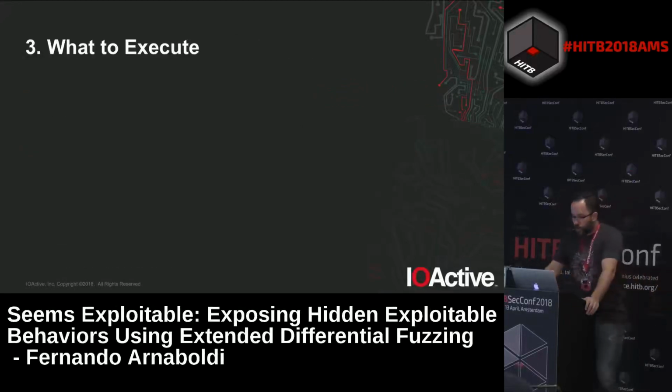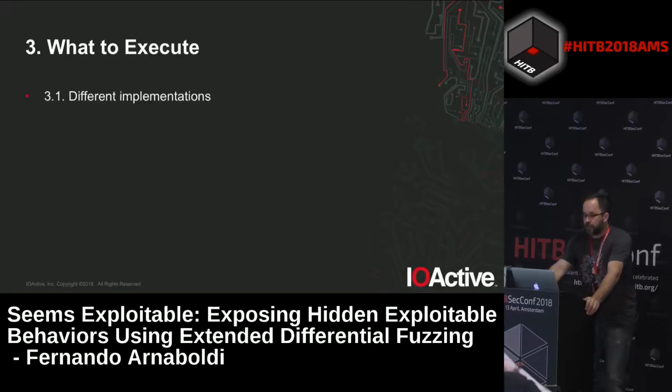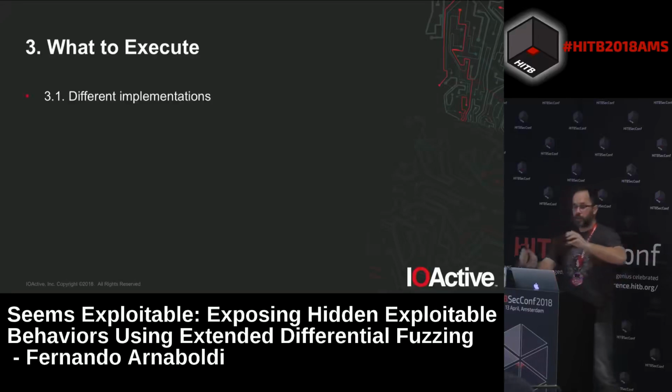So, what can you execute to find these kinds of things? The first thing would be the different implementations. For example, everybody uses browsers. Everybody knows that there are a lot of browsers in the market. You can use all of them, and they do the same thing. They open a web page.